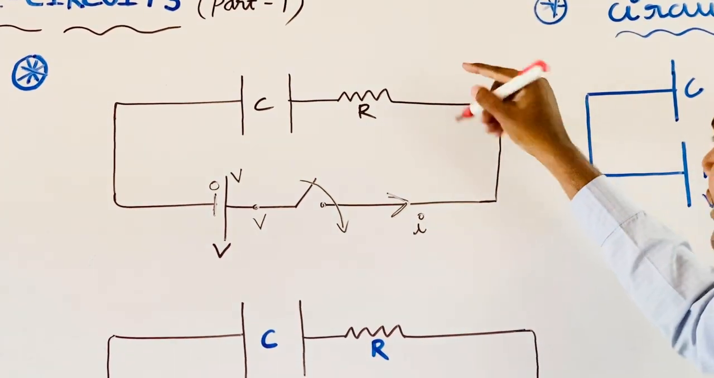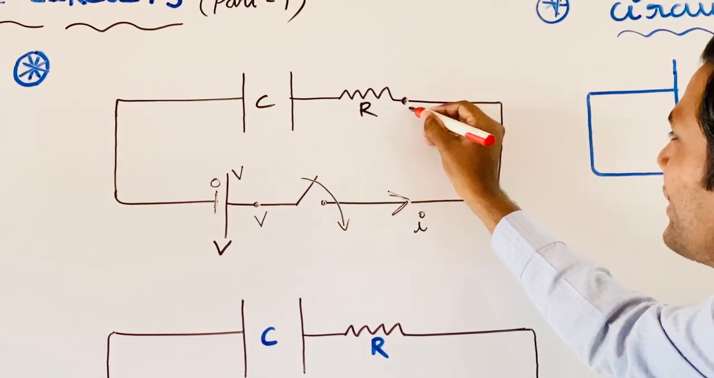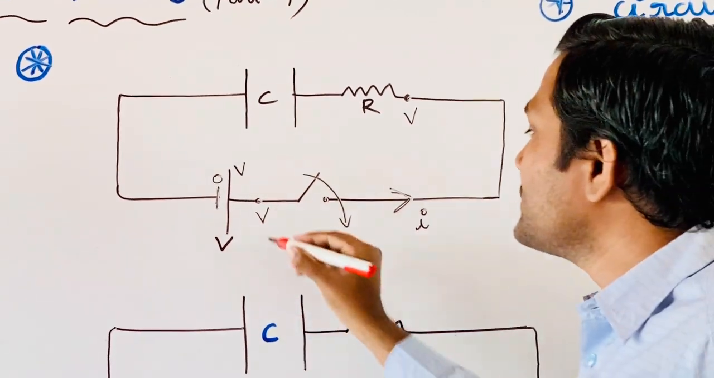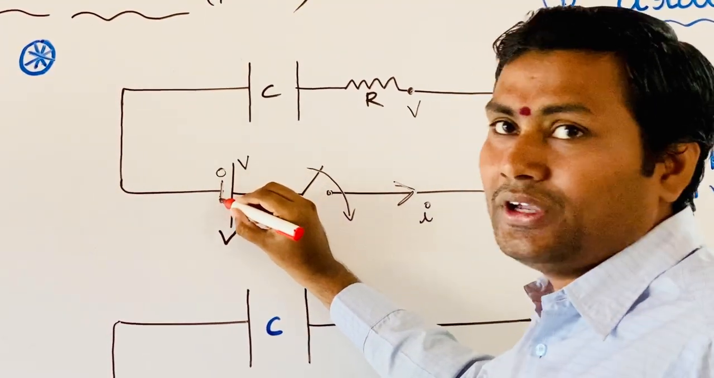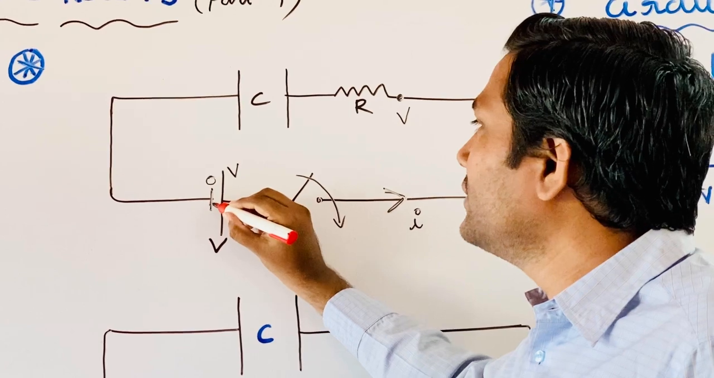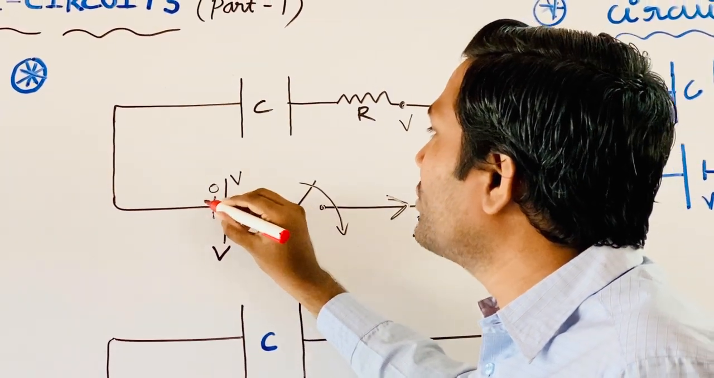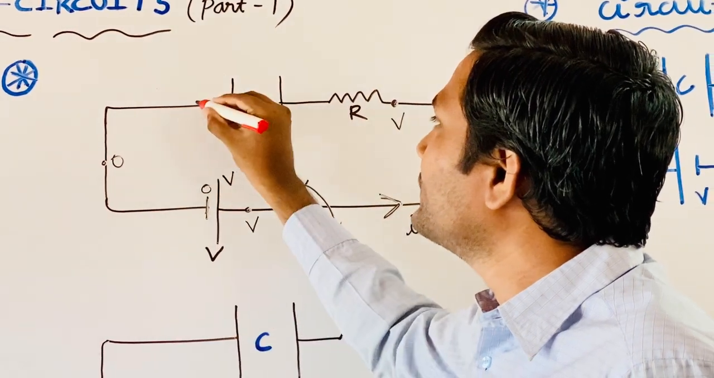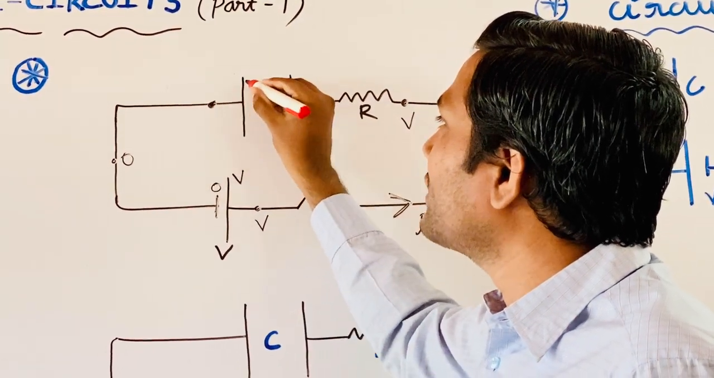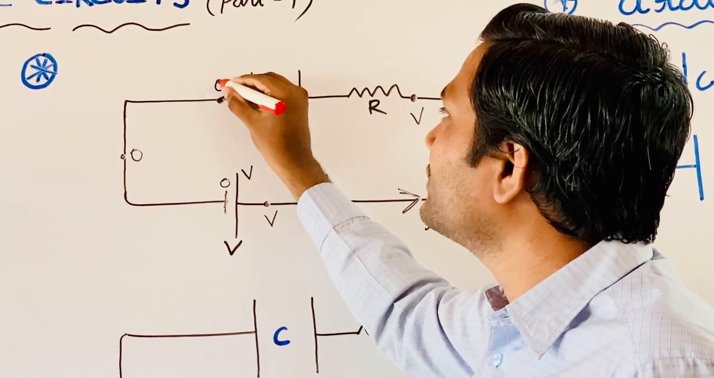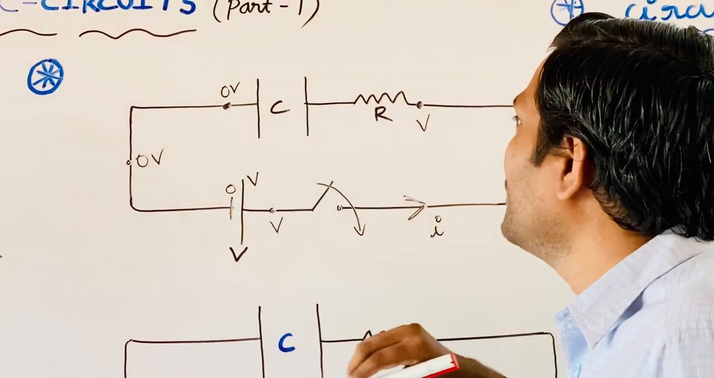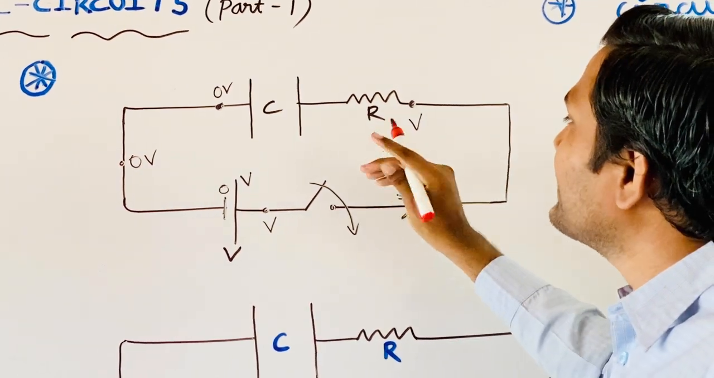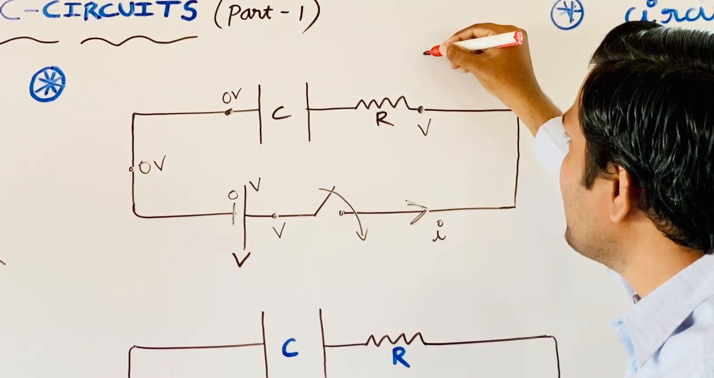Similarly, whenever you arrive here, this point also lying at what potential? V potential only. Suppose this negative terminal we are assuming lying at zero potential. If this negative terminal is lying at zero potential, this part is also at 0 volt only. So this plate of the capacitor is also lying at 0 volt only.